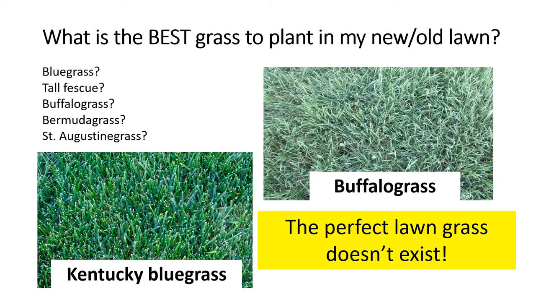So every few years, kind of a magic bullet grass appears to come along, and it's heavily promoted. That used to be turf type tall fescue, say 20, 30 years ago. It was going to replace bluegrass. Well, it didn't. Then buffalo grass became popular as a potential lawn species, and it was going to replace everything up and down the Front Range of Colorado.